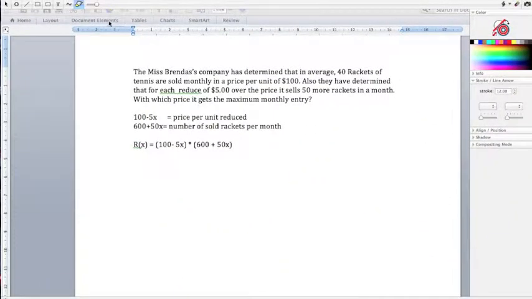Well, here's our example number 3. Mrs. Brenda's company has determined that on average 40 tennis rackets are sold monthly at a price per unit of 100. Also, they have determined that for each reduction of $5 in the price, 50 more rackets are sold in a month. The question here is: at which price does it get the maximum monthly income?